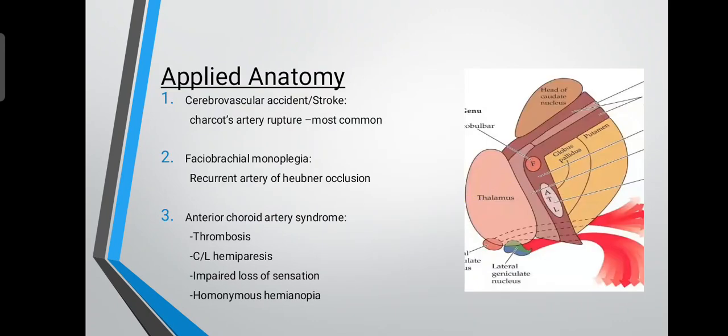Next, what is the importance of learning this internal capsule? As I said, they are the ascending fibers and descending fibers. The fibers coming from the corona radiata form a compact bundle. So, any small damage to a part of internal capsule will cause widespread clinical symptoms. For example, the cerebrovascular accident, that is stroke, is most commonly caused by the Charcot's artery.